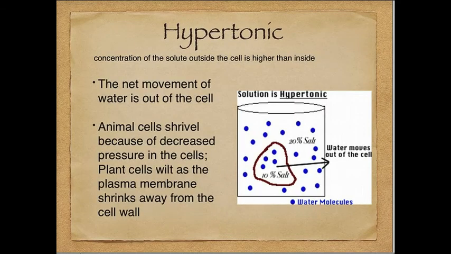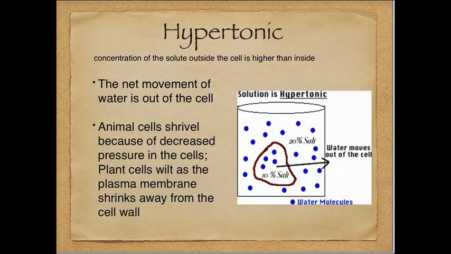All right, and lastly, a hypertonic solution means that the concentration of solutes outside the cell is much higher. So in this situation, the salt concentration inside the cell is 10%, whereas the salt concentration outside the cell is 20%. So water is going to be pulled outside the cell, and for animal cells, they'll shrivel up, and plant cells will wilt and shrink away from the cell wall as a result of this.